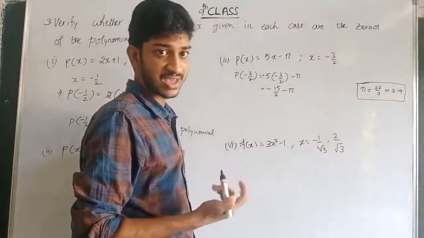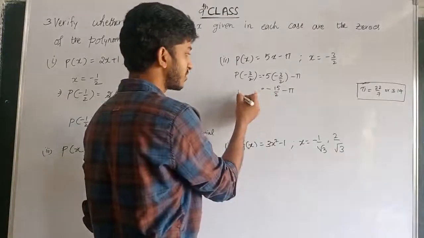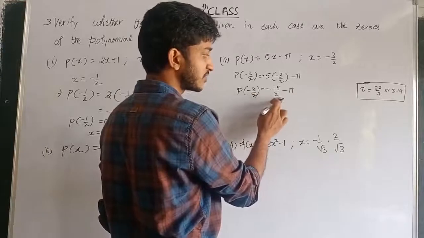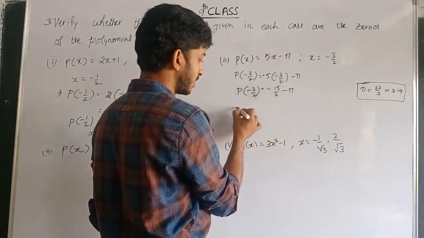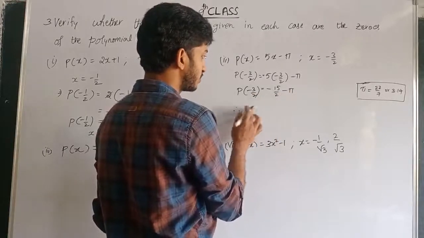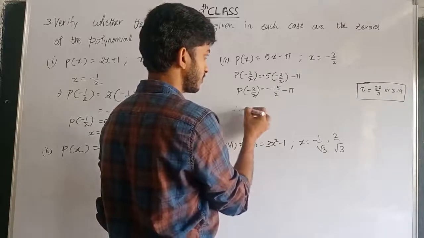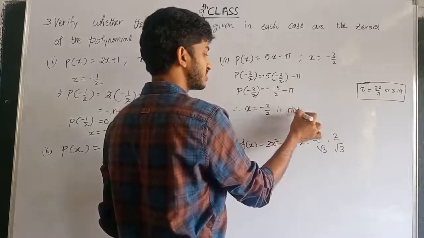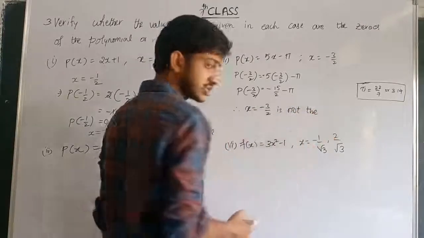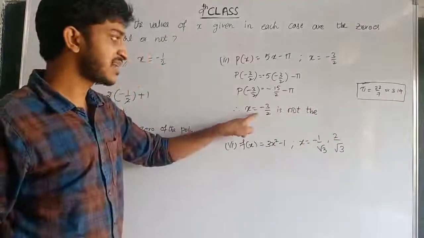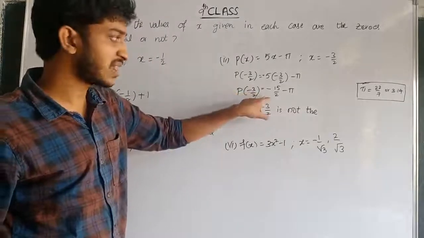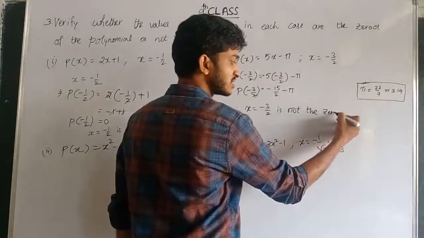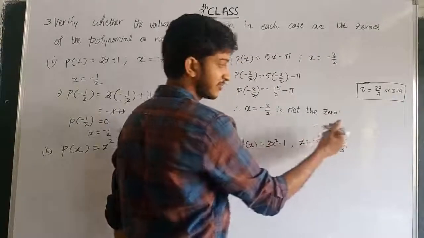So here we have some value, this is not 0. P of minus 3 by 2 equal to minus 15 by 2 minus pi, which means x equal to minus 3 by 2 is not the zero of the polynomial. Why is it not the zero of the polynomial? Because at this value p of minus 3 by 2 equals minus 15 by 2 minus pi. So it has some value other than 0, that's why this is not the zero of the polynomial.